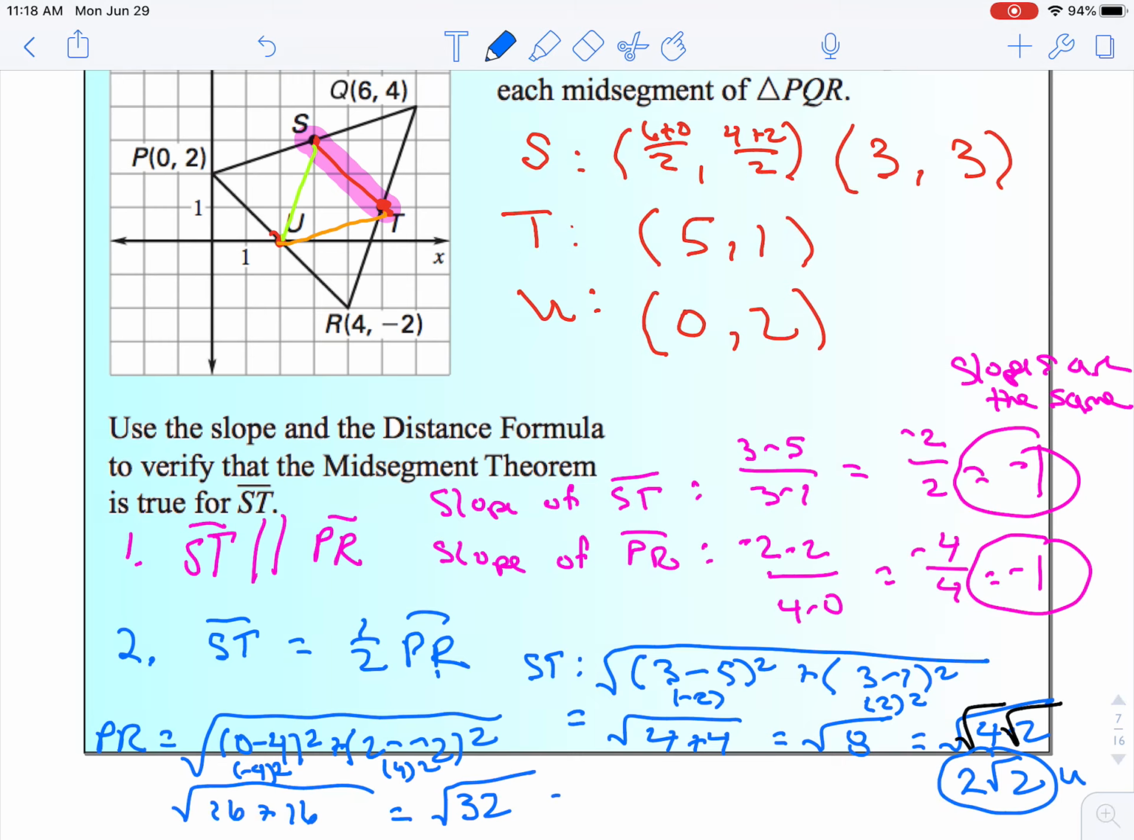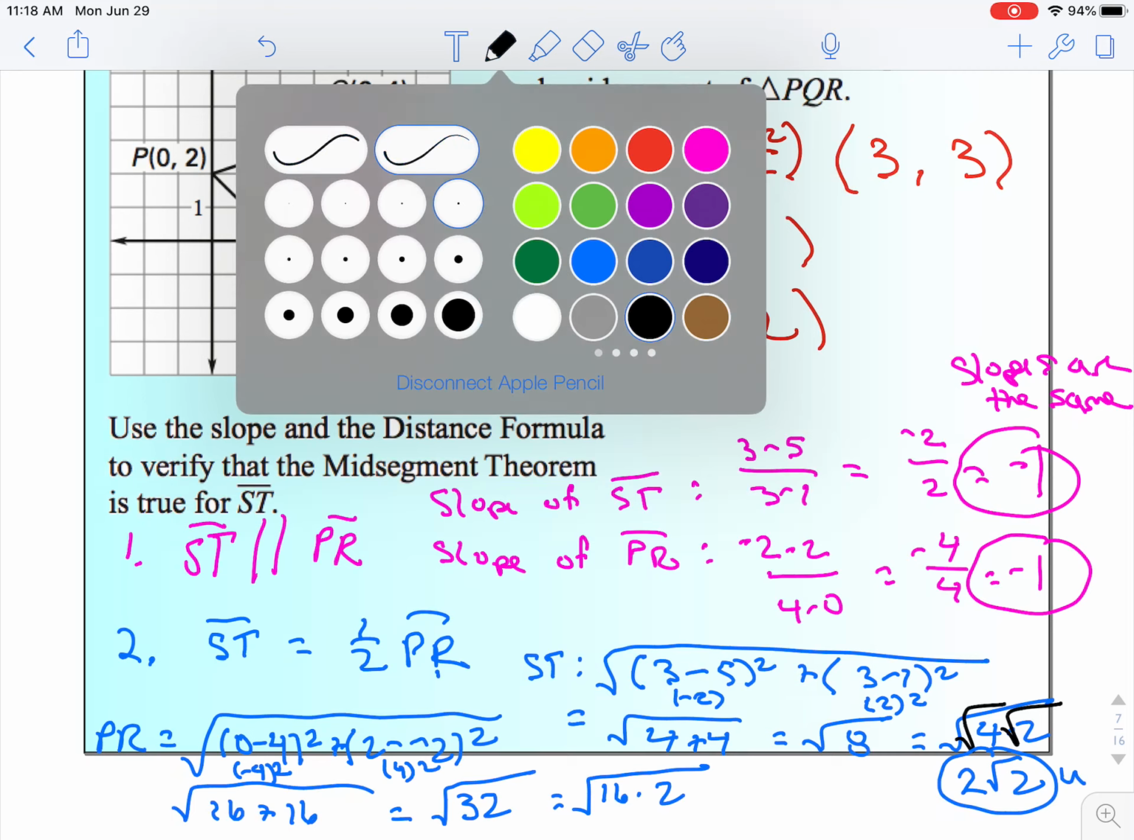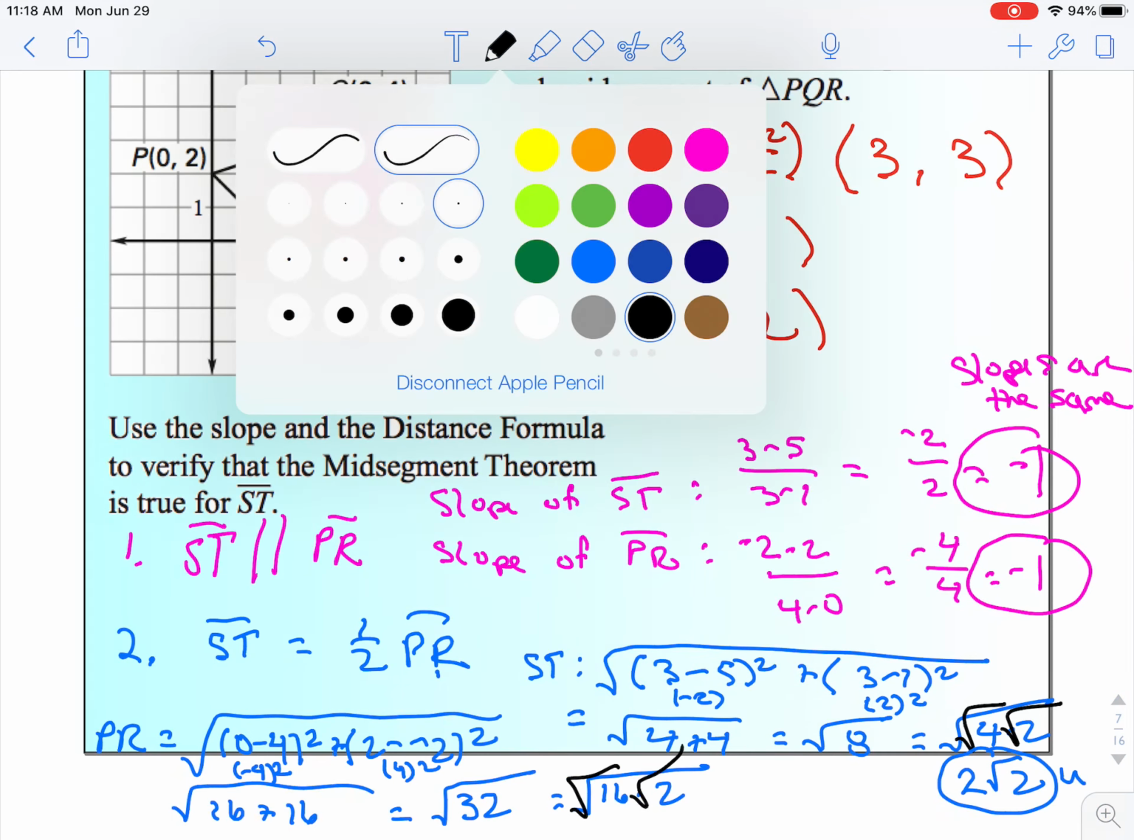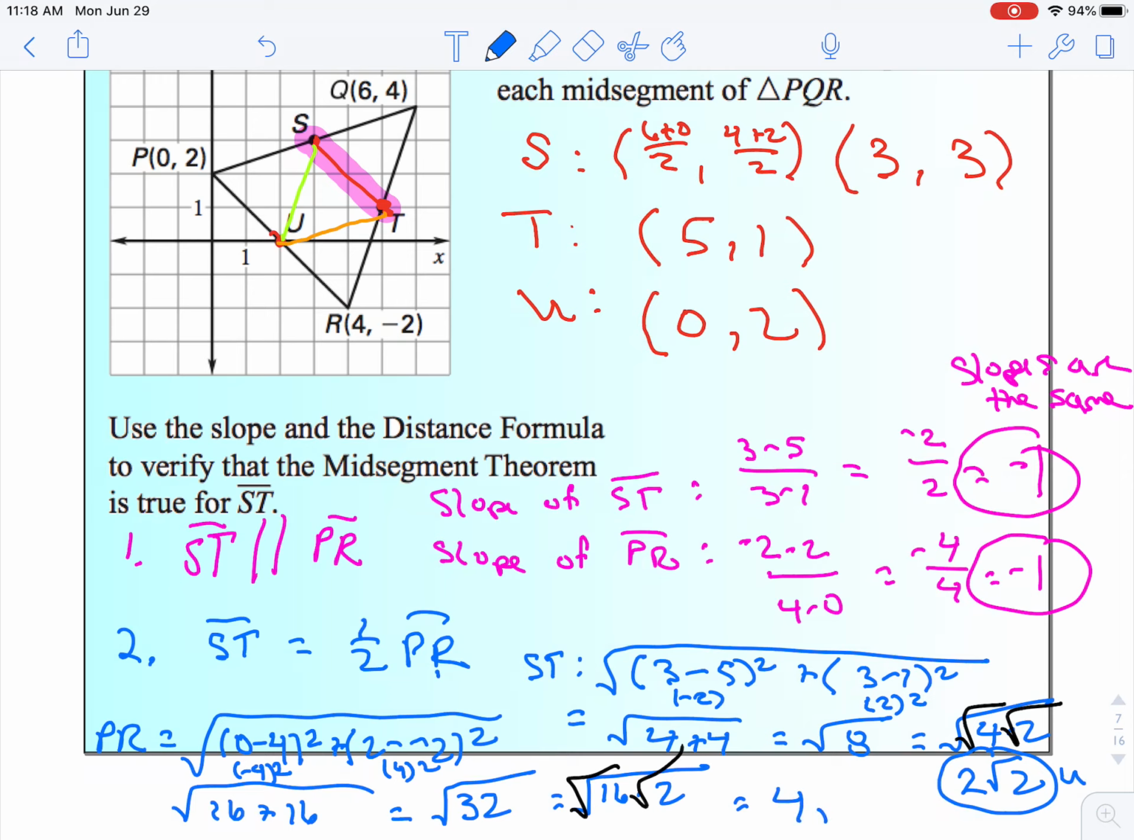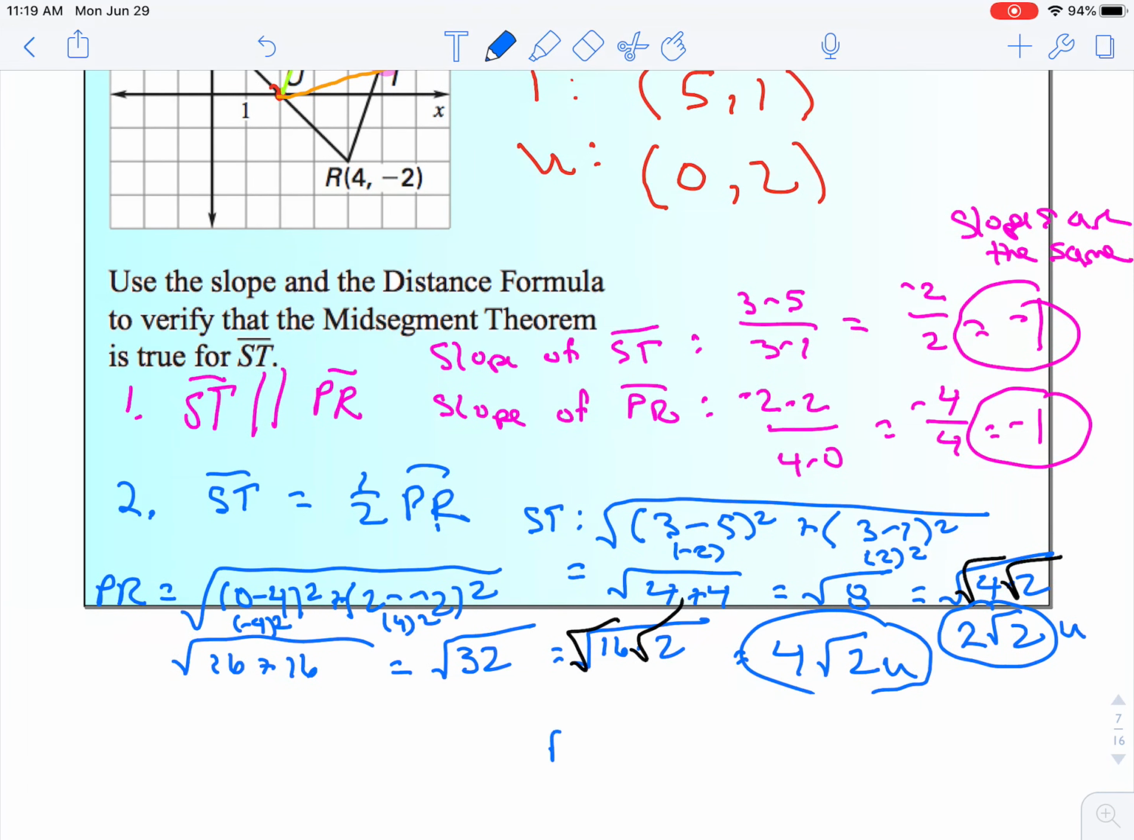And so now, again, using the simplifying radical strategy, we have 32 is 16 times 2. Again, using the product property, that becomes 4 square root of 2 units. So now we can see from our work that PR is equal to 2 times ST, which proves that ST is equal to 1/2 of PR.